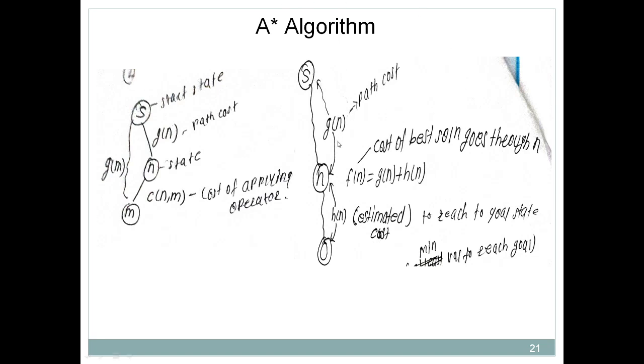So this is the G value. G value means what? The cost of a path, the path cost. What is the cost to move from the starting state to the intermediate state? That cost is called the path cost. The G value represents the cost of the path to move from source to the intermediate node. This is the G value.